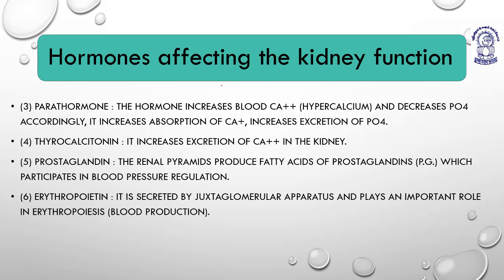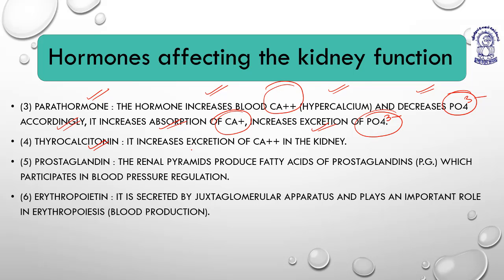Hormones which affect kidney functions, like parathormone. Parathormone increases the blood calcium level, hypercalcemia, and decreases the blood phosphate level, hypophosphatemia. Accordingly, it increases the absorption of calcium and increases the excretion of phosphate ion, PO4 3 minus.